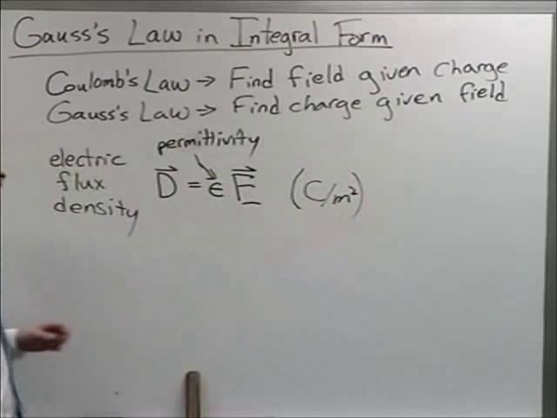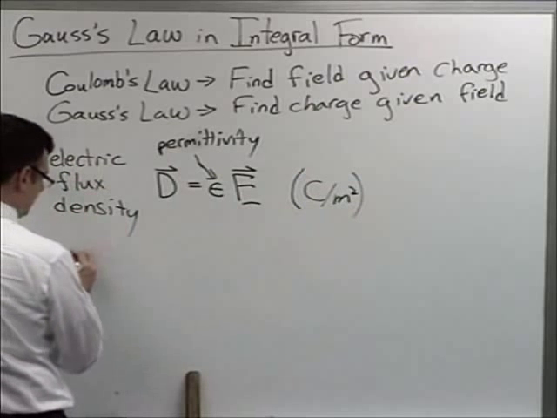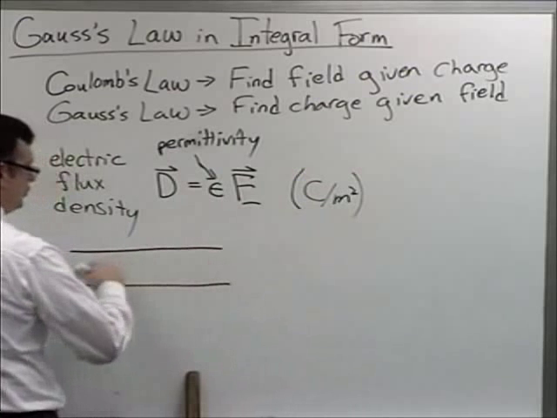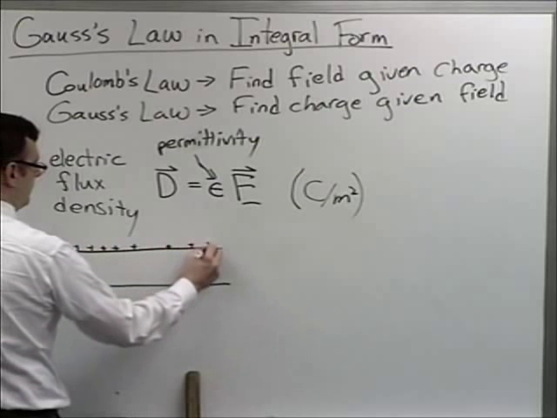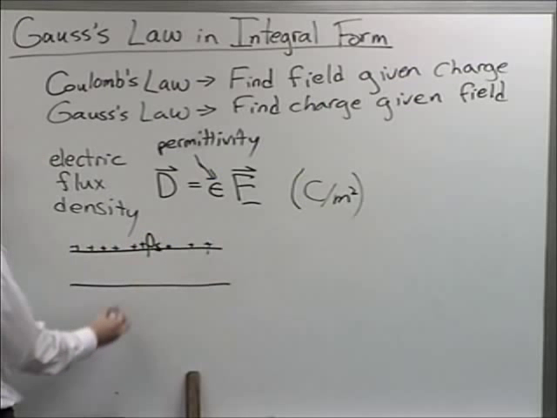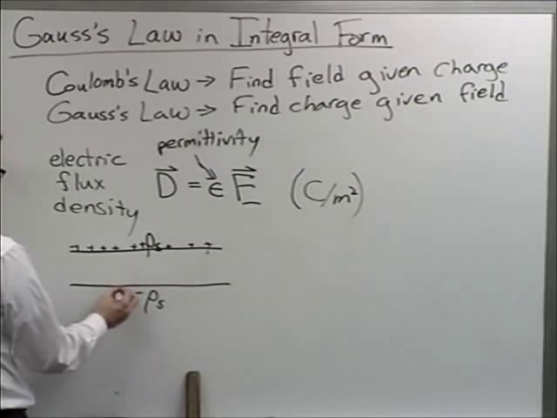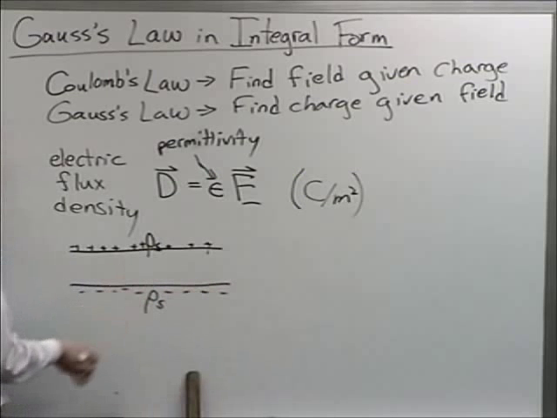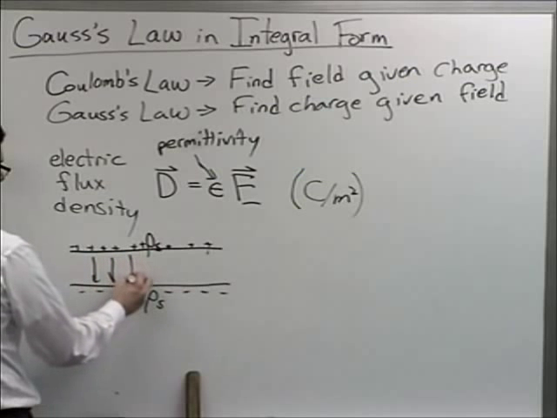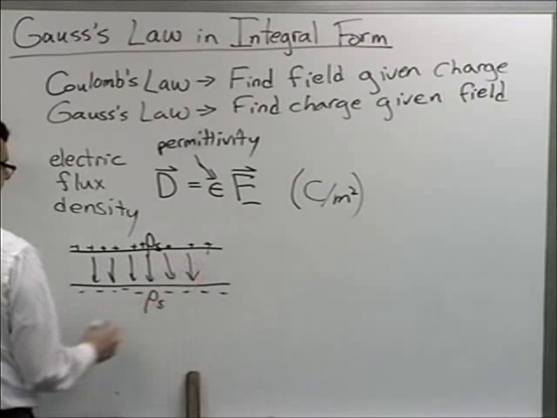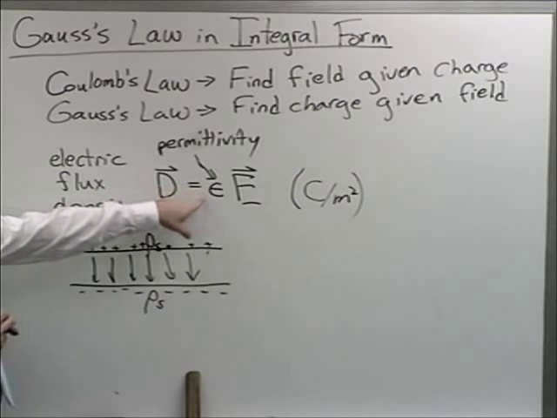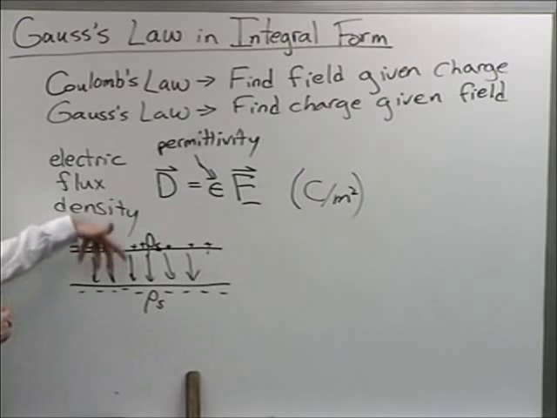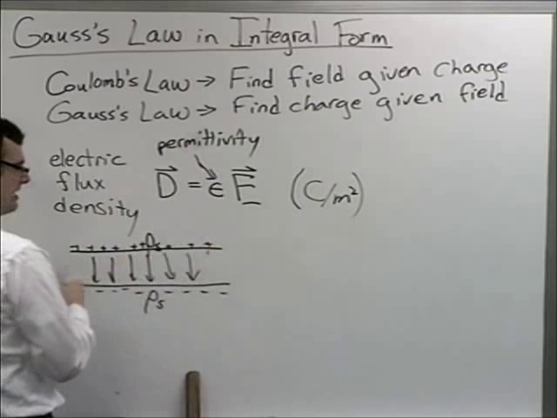Now, the reason why this is a very useful concept is consider the case of a parallel plate capacitor, where I had two plates. I'm looking at the side of two plates. This has a bunch of positive charges on top of it, so it's got a plus rho sub s surface charge density, and the bottom has a minus rho sub s negative surface charge density. Well, of course, I'm going to have some sort of E field impressed upon here. Well, if I define this quantity, D equals epsilon times E, then the D field will be constant between these two plates, no matter what kind of stuff I fill it up with.